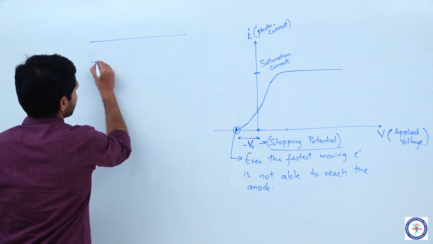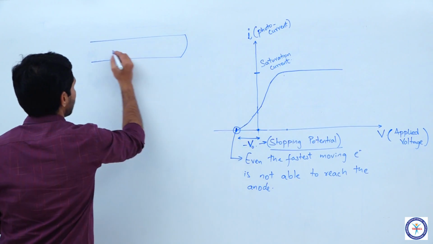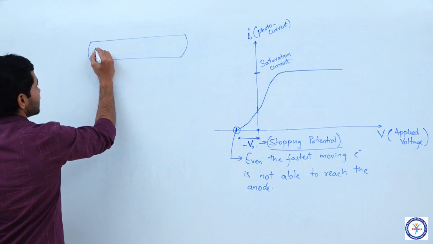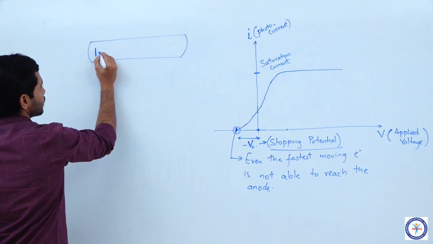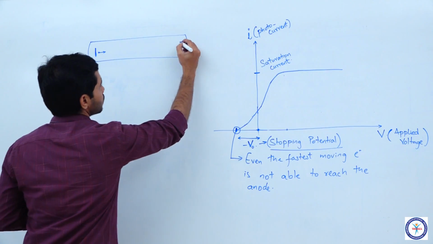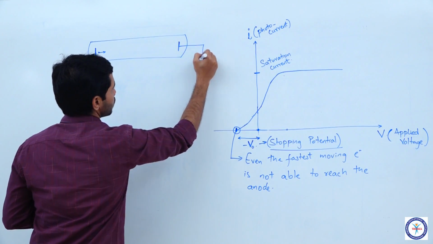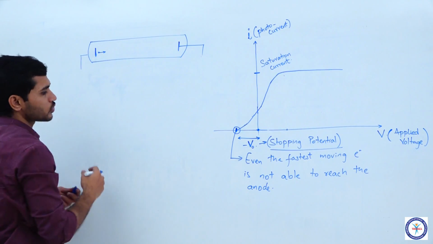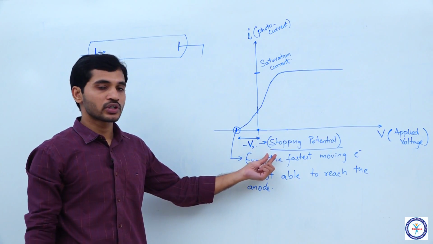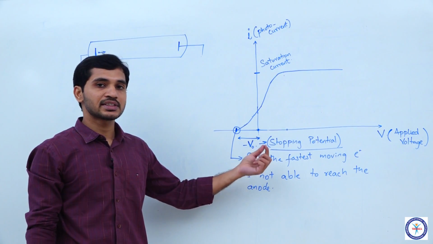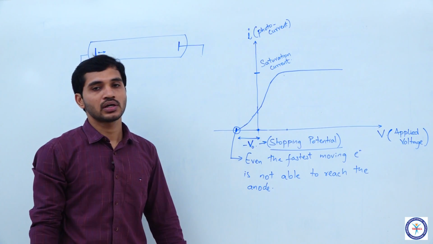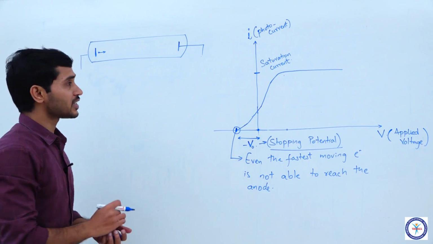So, let me just draw a rough idea of that. This is the cathode. Let us say that this is the electron which is coming out, and this is the anode. Because we are trying to find out the stopping potential, it is related with the fastest moving electron, and the reason for that is pretty simple.